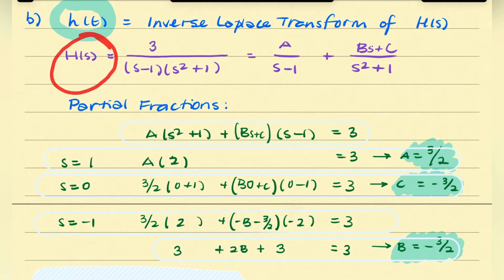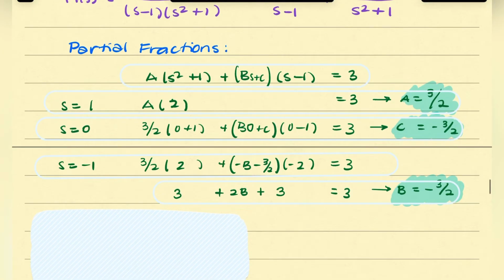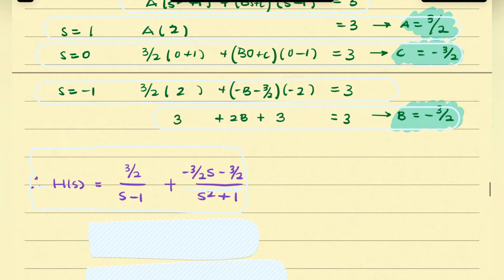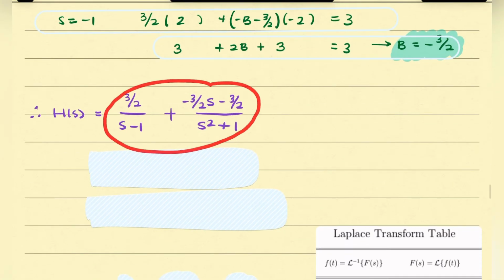You can write your transfer function as a fraction or a combined fraction. There, so that looks fine, or at least it looks better than it did, but they don't want that. The question is asking for h of t, so we still need to find the inverse Laplace transform. So we need to look these up in the table.